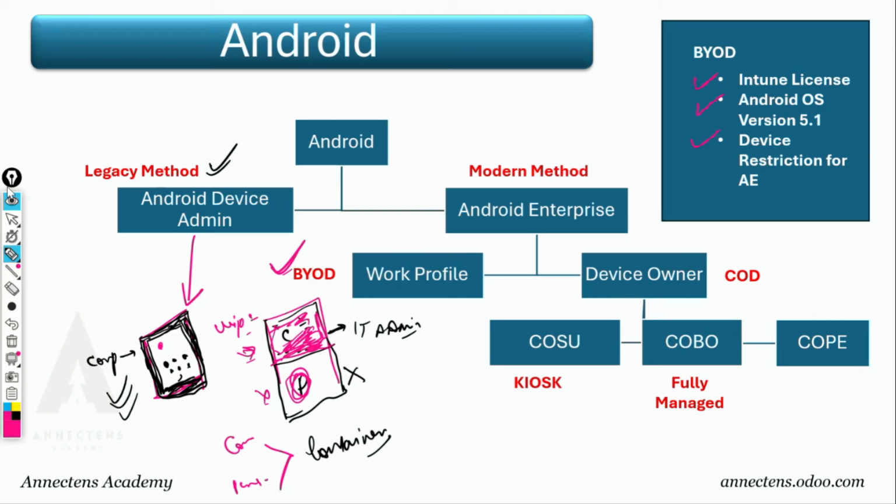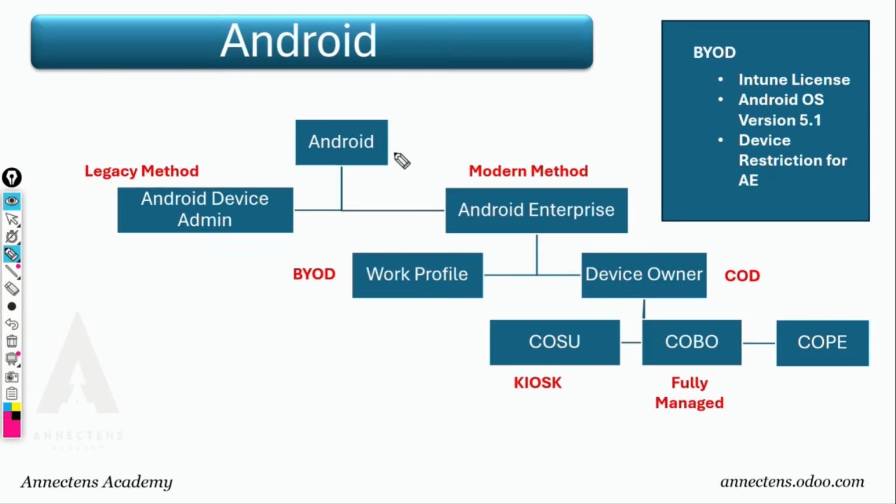Now there are two profiles which are going to manage your Android device. One profile is something called work profile, which is specially for BYOD. This is for your personal, and this is device ownership. So there are three ways of setting it up.